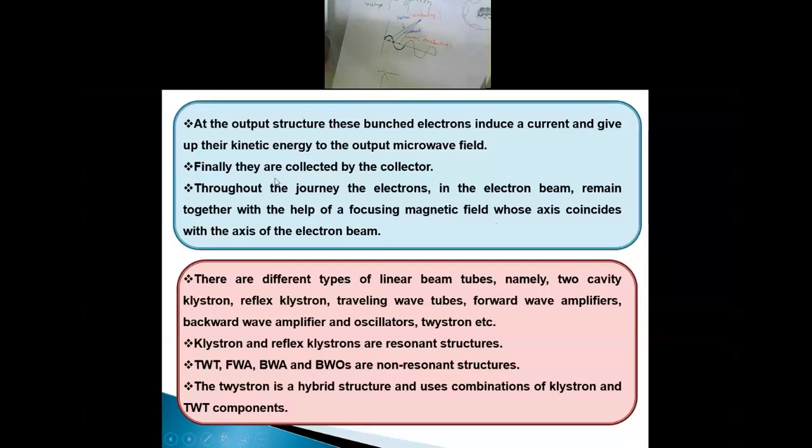Throughout this journey, the electrons in the electron beam remain together with the help of the focusing magnet field, because a focusing magnet is there, and its axis coincides with the axis of the electron beam. That's why the electrons will remain in the focusing position. That is called a linear beam tube.